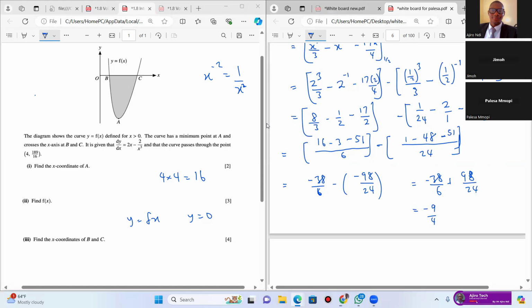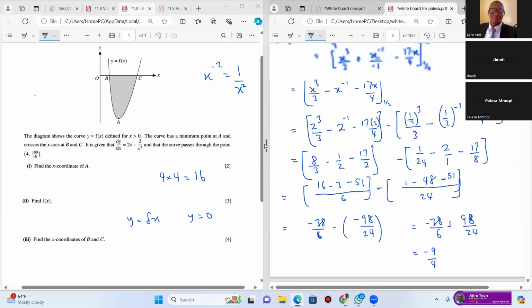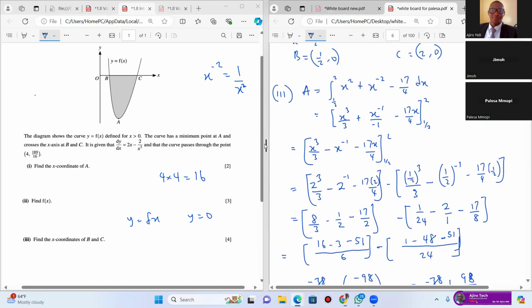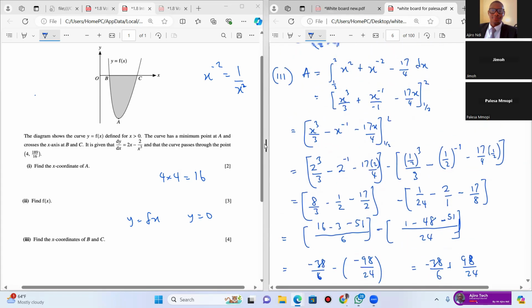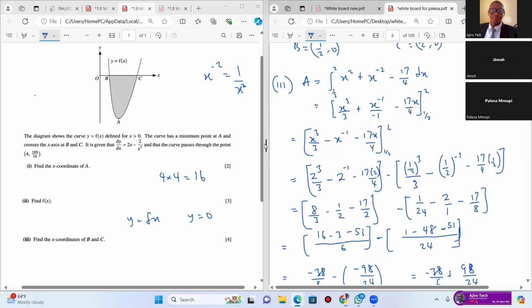Negative 9 over 4, right? That's the final answer, isn't it? It is negative because it is below the line. Assuming it is above the line, it would be positive 9 over 4. So the area is not negative, right? I should have been putting negative from the beginning because it is below the line.